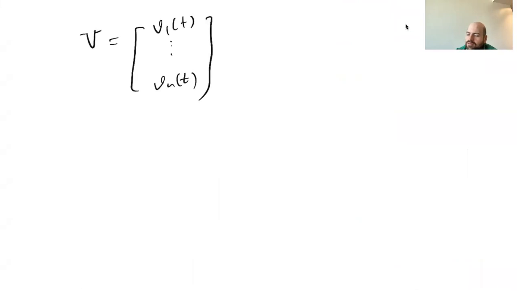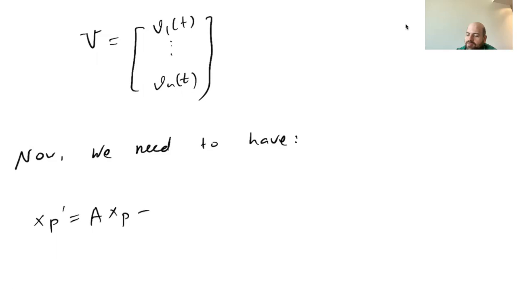Okay, so now we need to have xp prime be the same as Axp plus g of t. Remember, xp is supposed to be a particular solution, so it should satisfy our ODE, which is x prime equals Ax plus g. So xp prime should be the same as Axp plus g of t.